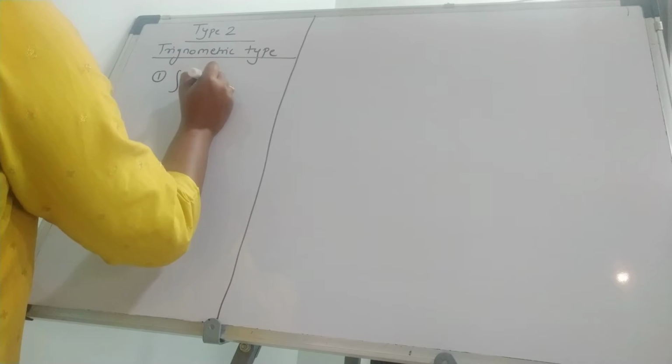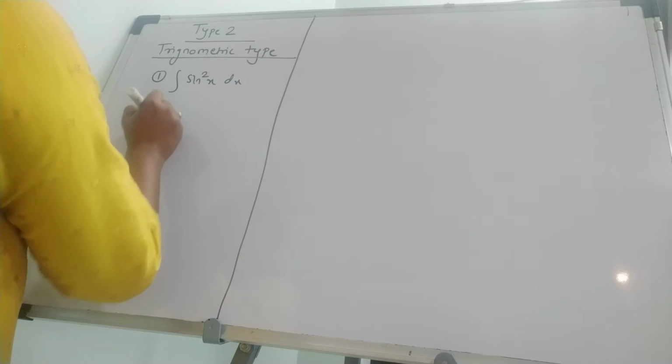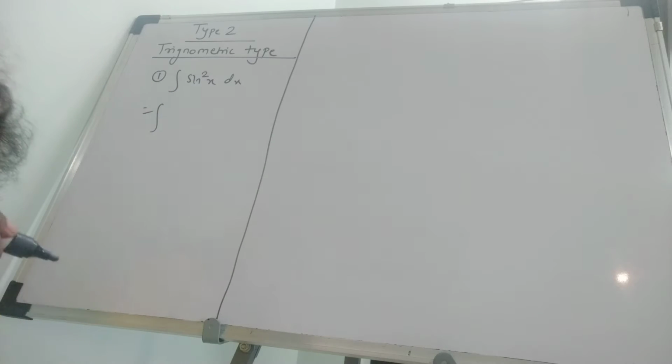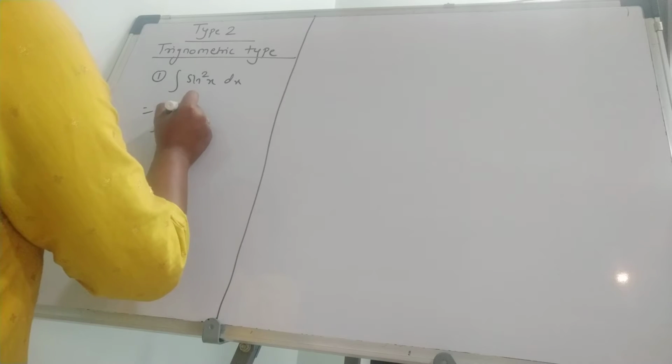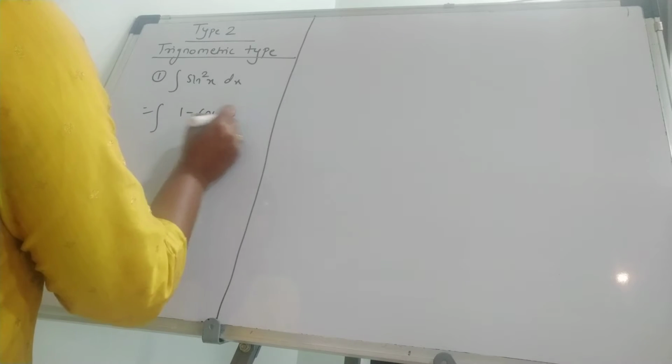basic questions. Integration of sine square x. Now there is no direct integration formula for sine square x. So in this case we'll use a formula, sine square x in terms of double angle form. Sine square x is 1 minus cos of 2x by 2.